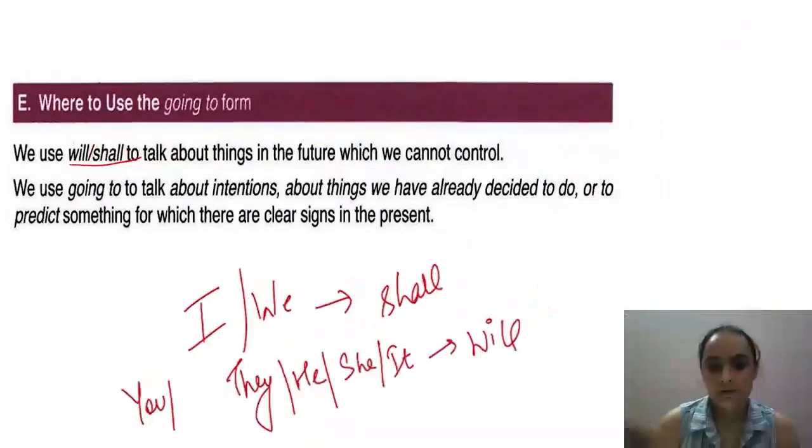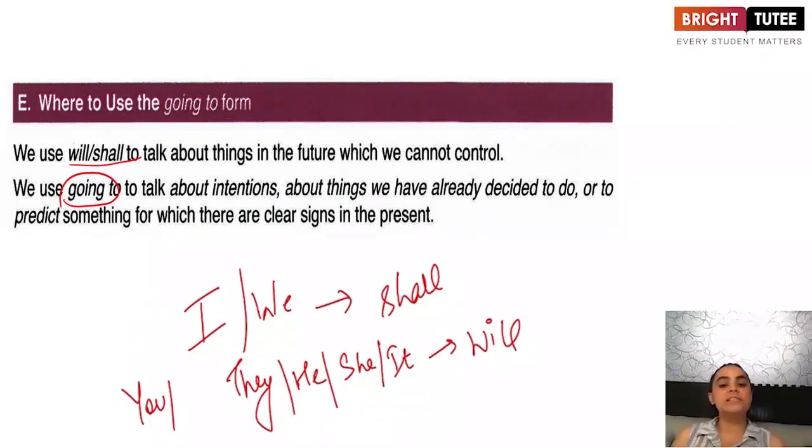Okay? So we use going to talk about the intentions or the things that you have decided to do, or to predict something which is going to happen, for which you have very clear signs in the present. That we have decided to do, that you intend to do, that you want to do.